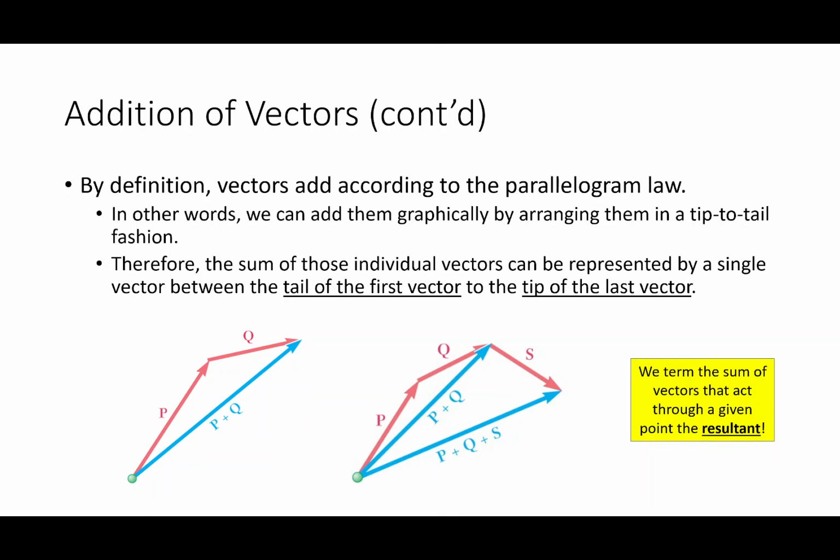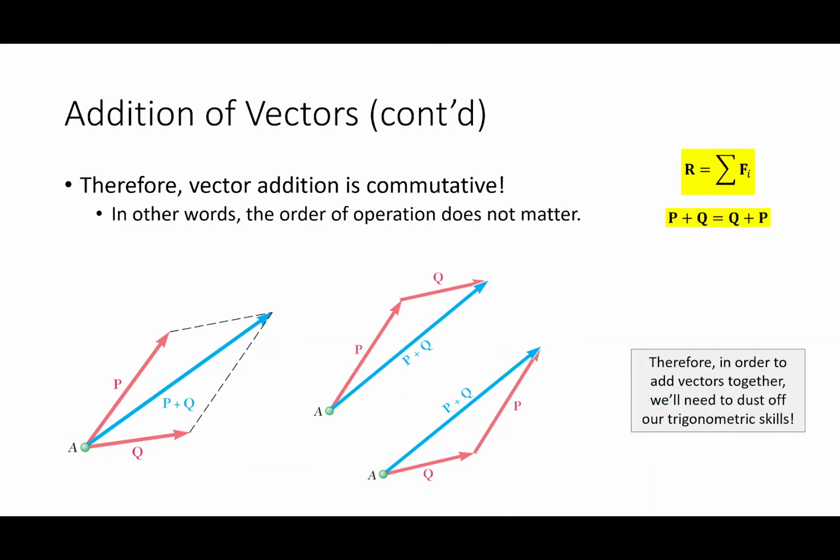Now, the big thing about vector addition is that vector addition is commutative. Commutative is a very fancy way in mathematics of saying that the order of operations doesn't matter. In other words, if I have two vectors, P and Q, P plus Q is the same thing as Q plus P. Same operation. Does that make sense? I'll give you an example of what I mean by that.